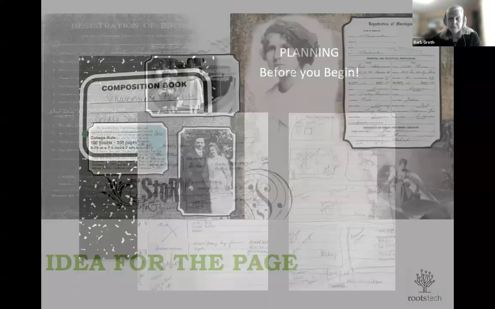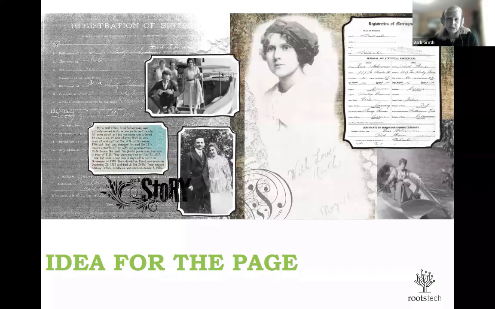Then you need an idea for the page. And so, this is the one I mentioned we're going to work on. I knew when I wanted to work on this page that I'm going to have to look for a template that's got a slot for 3 or 4 pictures and a couple of documents, particularly in this case the registration of birth and registration of marriage. So you pick your template based on what you think you want to include on that page, and then just gather all the things and put them in that desktop folder.